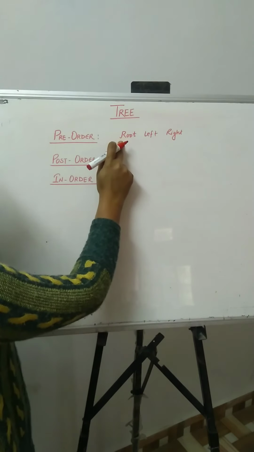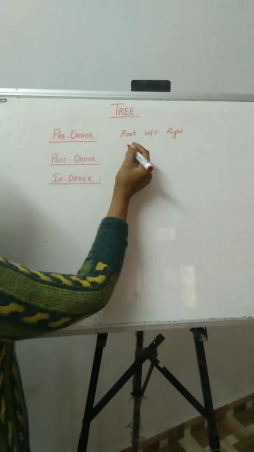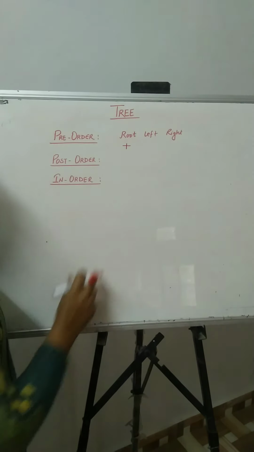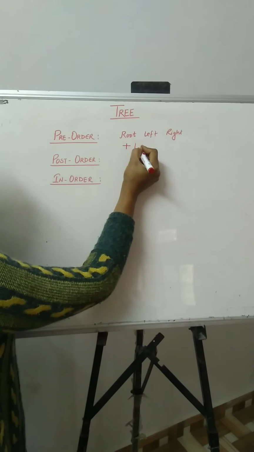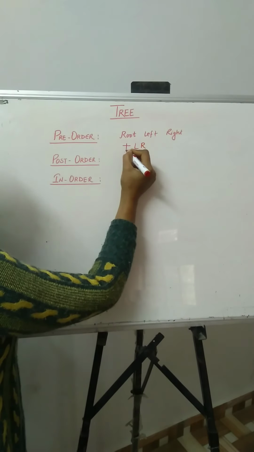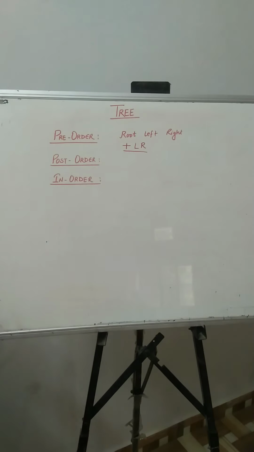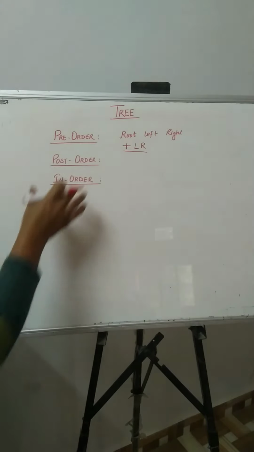Okay, here R for root and R for right. So here we display root as a plus sign, then L, then R. Clear? Root, left, right. Firstly we write the root of the tree, then we go to the left side of the tree, then after that the right side of the tree.